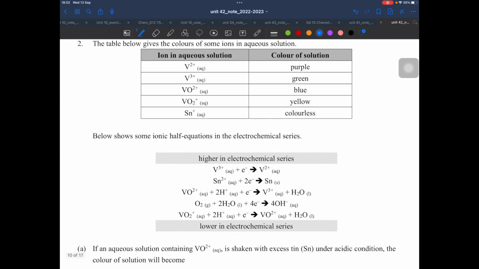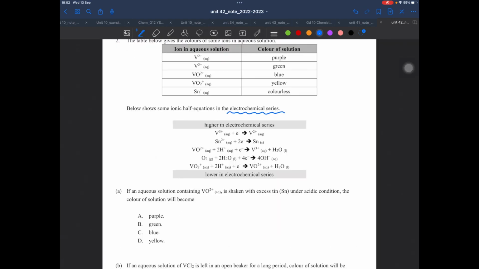Next, you can see the ECS is always given, as I mentioned in the notes or in the lesson, right? For question A, VO double plus shaken with tin in acidic condition. Let's find it out. Tin is here. VO double plus. Now, we got two VO double plus here, the orange one or the pink one. So which one is possible? Yes, this one failed. The pink one failed.